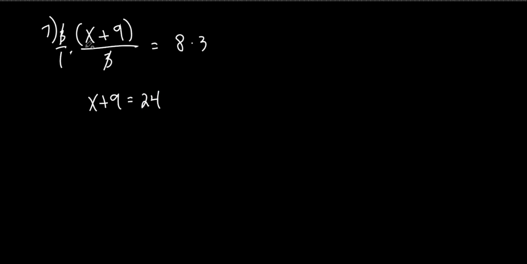Now what do I do? That's my one step. Here's my second step. Right, now it's easy. Subtract a 9 from both sides. You know what that is? 15. Right? Because 15 plus 9 is 24. That's it. You can plug it in if you want to.